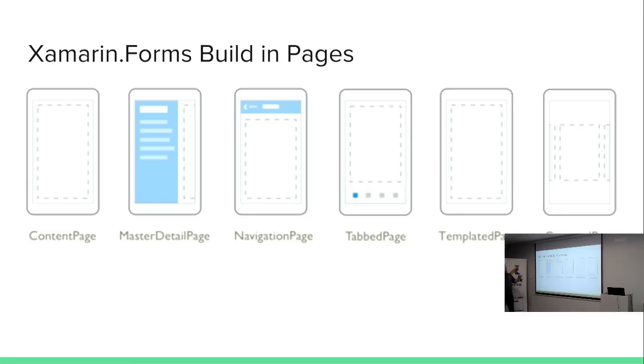Navigation page is the page where you have content, and it is usually used together with master detail page. For instance, if we select something on the detail page, it just pops up. Consider it as a new tab in, I don't know, Chrome, for instance. So you can go back. You will see the title. You can go back. Tabbed page is simple.